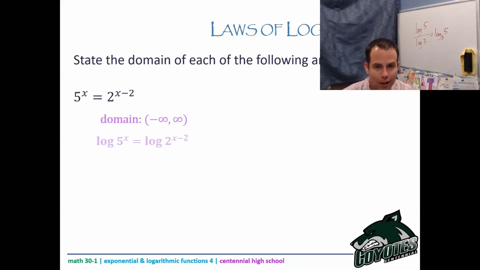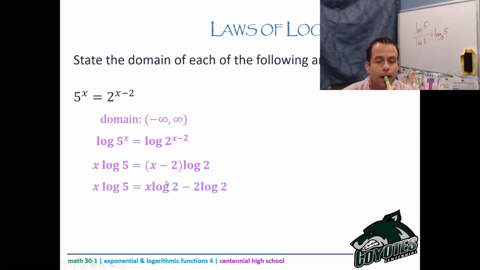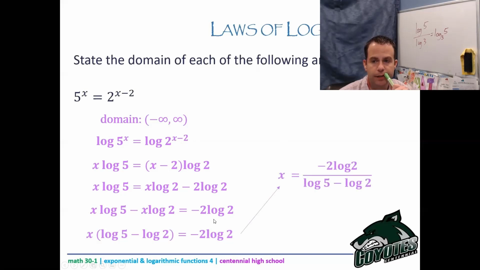I'm going to take the log of both sides. I'm going to use my power log law. So x minus 2 will come to the front. I have to take the log 2 and distribute it to the x and to the negative 2. I got to take all terms that involve x over onto one side of the equal sign. So I'm going to take this x log 2 and bring it over, factor the x out, and divide by the number that's there. So your final answer should have been x equals negative 2 log 2 all over log 5 minus log 2.